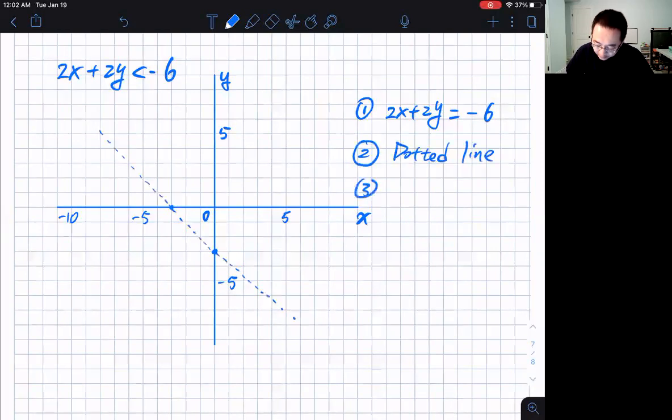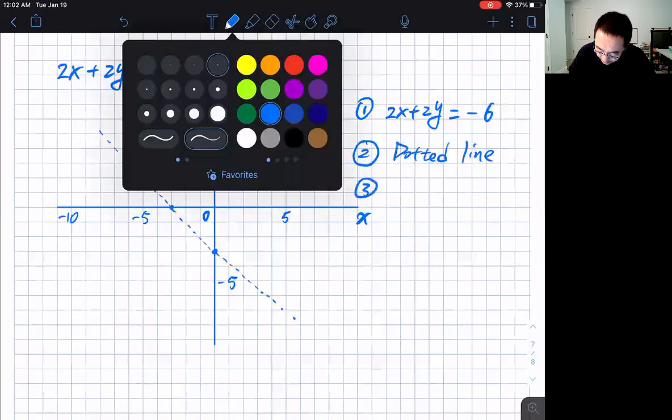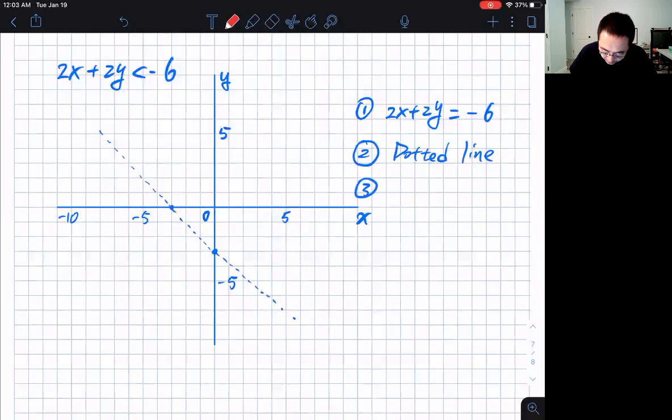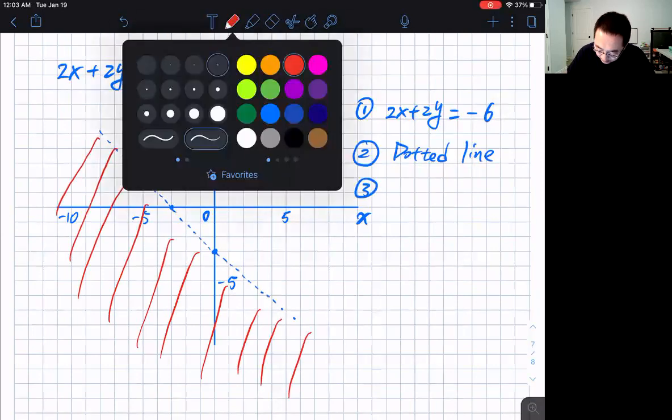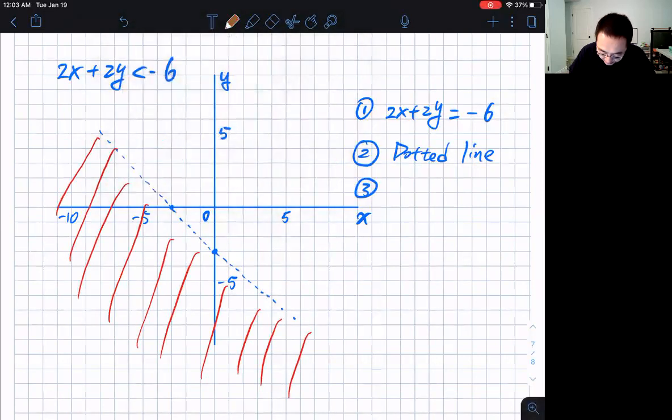The third part is to pick a point and plug it in to see which side of this line is true. Let me change the color here. So this half is all red, and then this half is all, let's see, what color should we do it? Let's do brown.